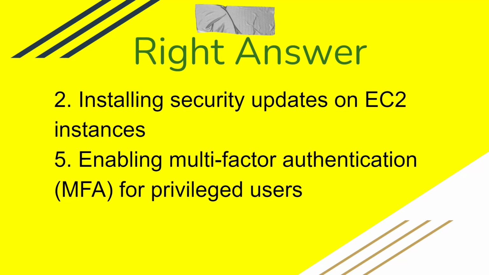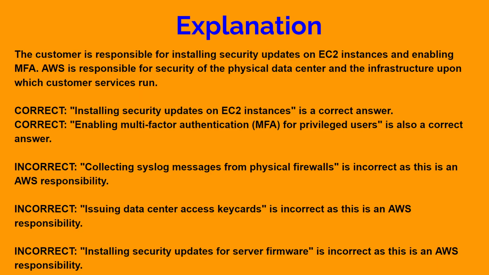Right answer is 2. Installing security updates on EC2 instances. 5. Enabling multi-factor authentication, MFA, for privileged users. Explanation. The customer is responsible for installing security updates on EC2 instances and enabling MFA. AWS is responsible for security of the physical data center and the infrastructure upon which customer services run.